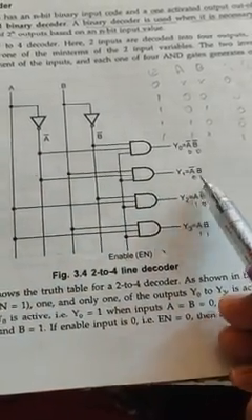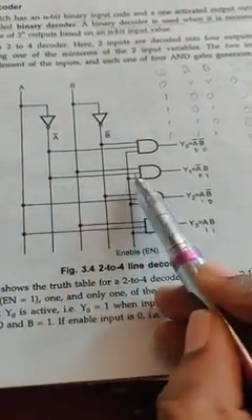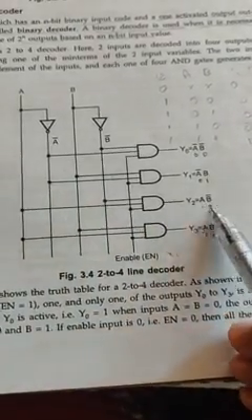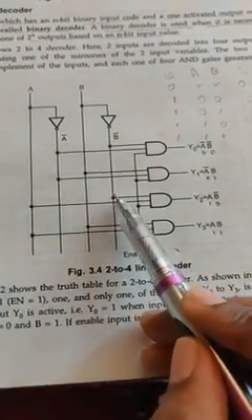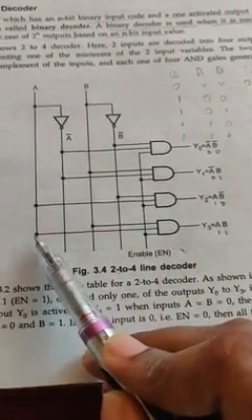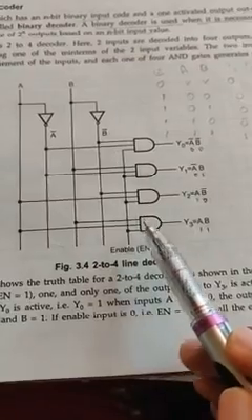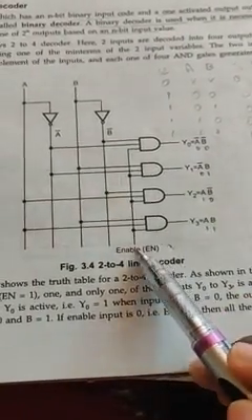If you want 0 1, you need to take a line from A bar and B. If you want 1 0, you need to take a line from A and B bar. If you want 1 1, you need to take a line from A and B. So all these AND gates are connected to an enable.